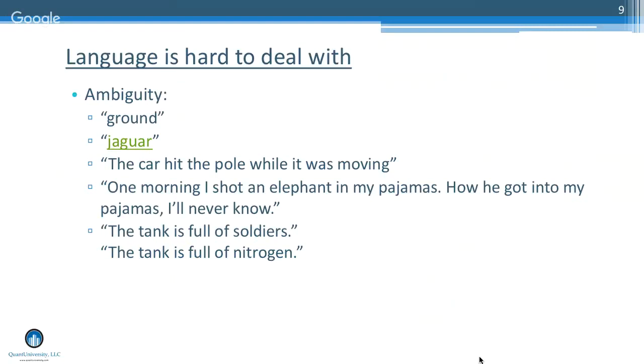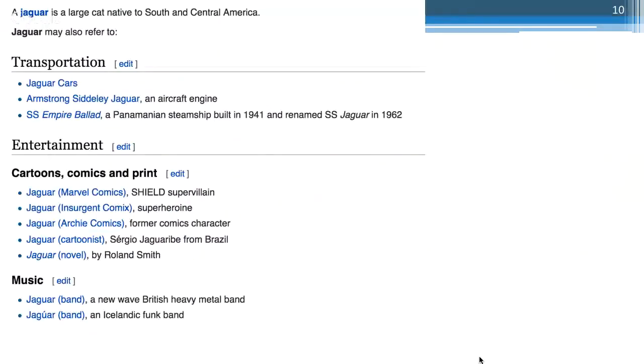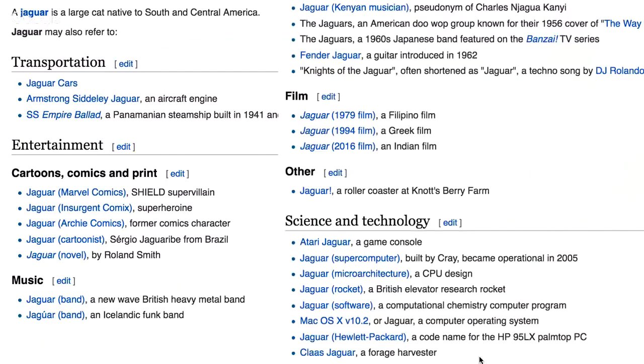The word ground, is it a noun, a verb? Does it mean dirt, or the floor of this room, or to ground some electrical circuit? Jaguar is a great example. I think I have it on the next slide. Here are some meanings of Jaguar: cars, aircraft engines, a Shield supervillain, a band, a pseudonym of some other person, a Kenyan musician, three different films from different years, an Atari Jaguar, a supercomputer, a CPU design. Oh yeah, but wait, there's more.